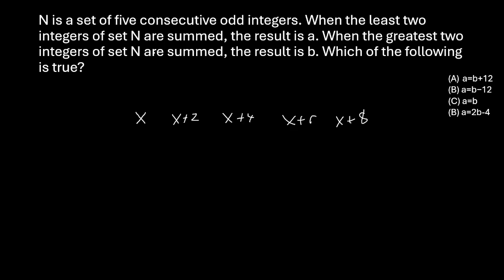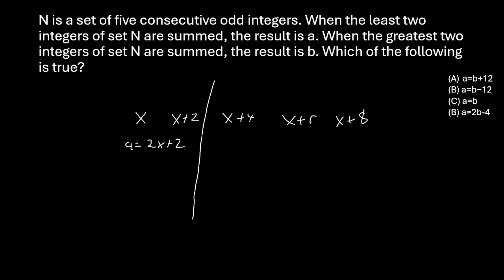When the least 2 integers of set n are summed, these two, the result is a. So a would be equal to x plus x plus 2. It's 2x plus 2.